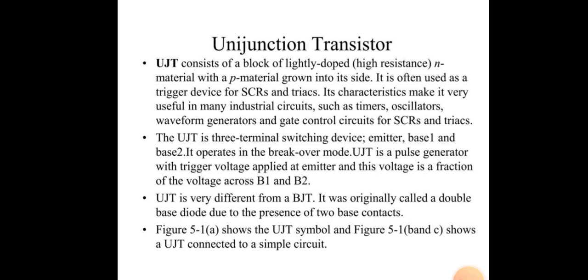for SCRs and triacs. The UJT is a three-terminal switching device, that is, emitter, base 1 and base 2. It operates in the mode of breakover, and the UJT is a pulse generator with trigger voltage applied at the emitter, and this voltage is a fraction of the voltage across base 1 and base 2. UJT is very different from a BJT. It was originally called a double base diode because it has two bases, base 1 and base 2.